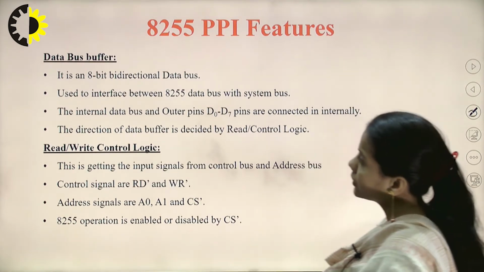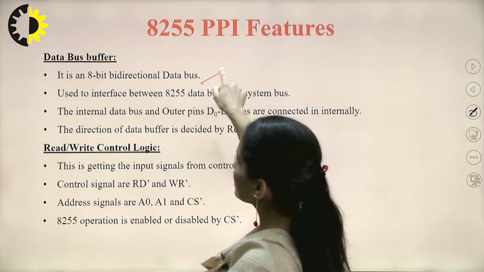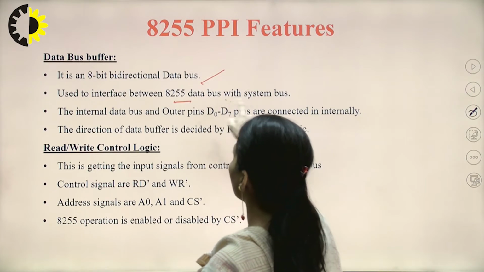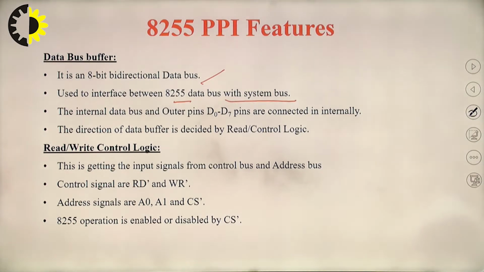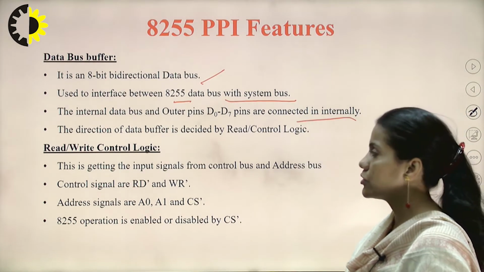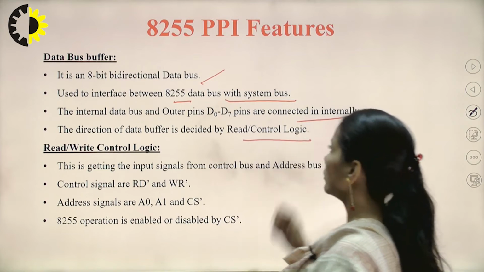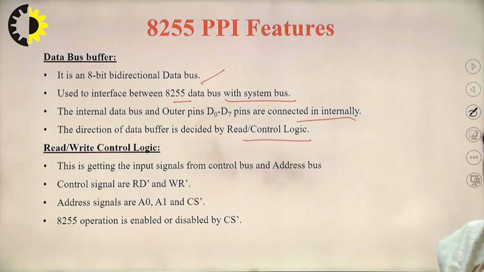Data bus buffer: it is an 8-bit bidirectional data bus. It is used to interface the 8255 data bus with the system bus. Internal data bus and outer pins are connected internally. The direction of the data buffer is decided by the read or control logic.